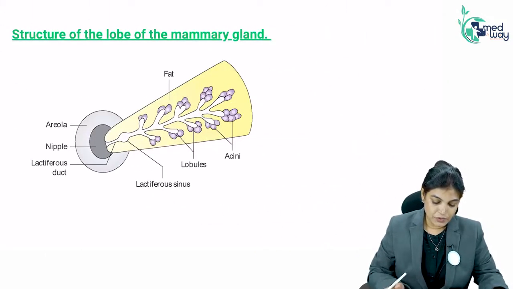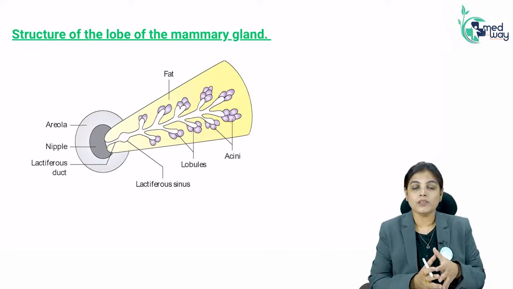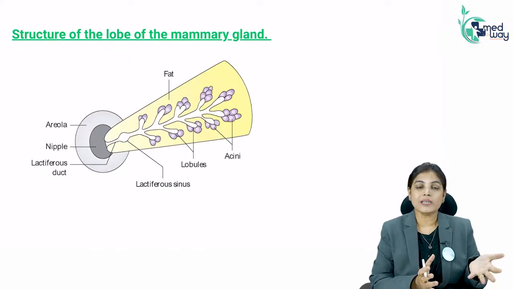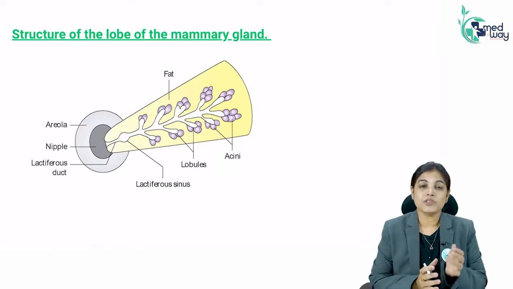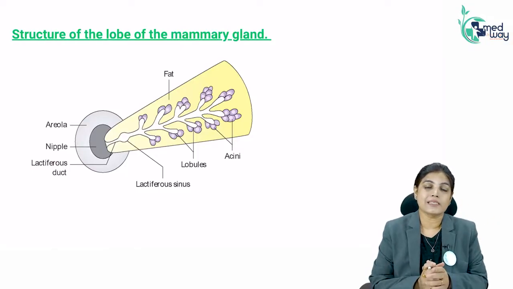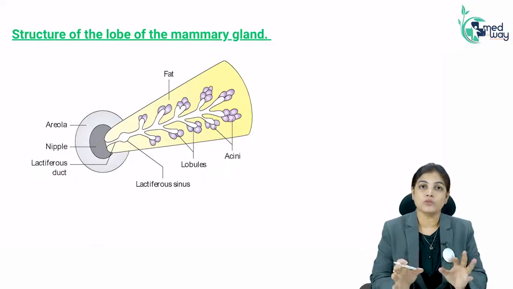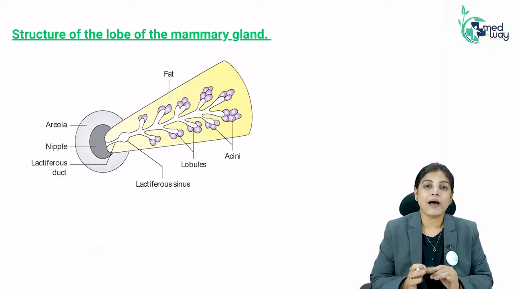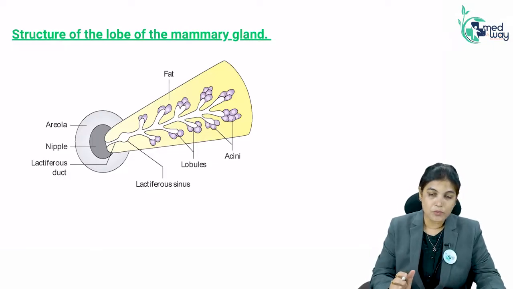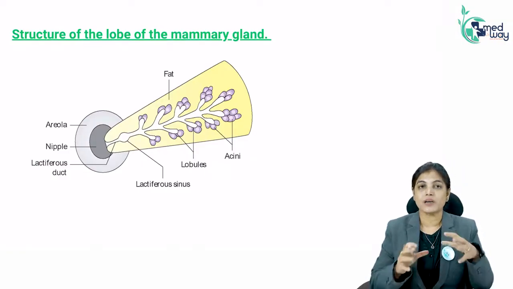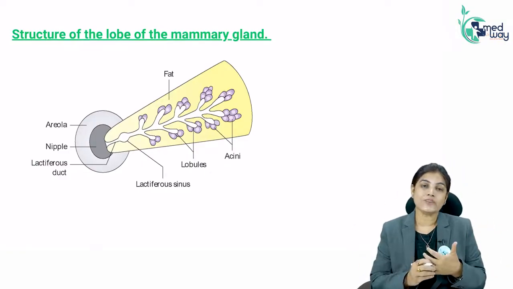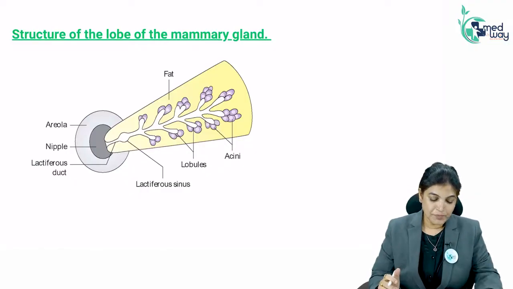Now if I talk about the connective tissue framework, it primarily consists of the fibrous septa, which connect the dermis and the skin layer with the underlying pectoral fascia and the lactiferous duct, and give support to the breast. Other than that, the parenchyma is primarily composed of lobes and lobules. We have 15 to 20 lobes in the breast, arranged radially, all converging towards the nipple and areola.